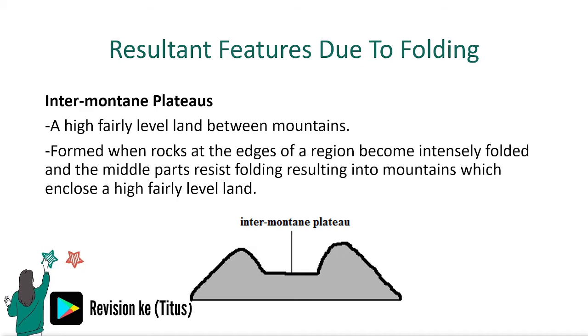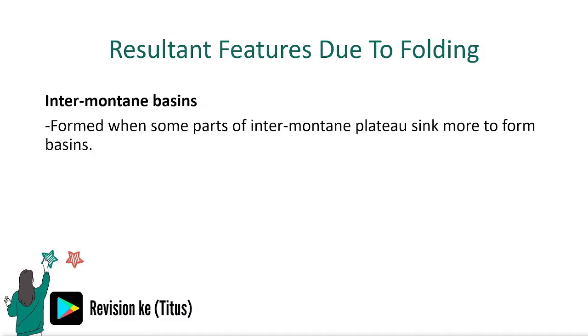We also have intermontane plateaus, which are fairly level land between mountains. And finally, we have the intermontane basin, and these form the resultant features due to folding.